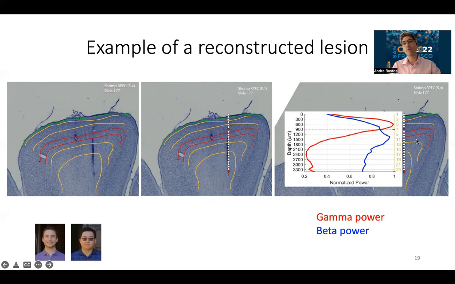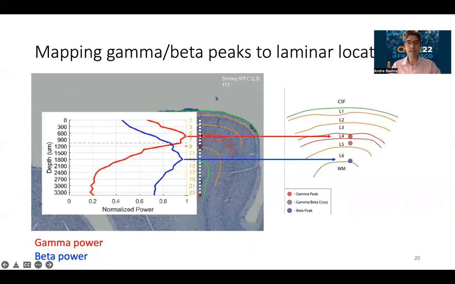And moreover, we can take the corresponding and simultaneously recorded electrophysiology and show exactly where the gamma peak is in relation to the layer. So here's the relative power of gamma shown in red, relative power on the x-axis, depth on the probe on the y-axis, and the relative power of alpha beta is shown in blue. And now we can exactly take the peak and parameterize that to the layer. In this case, layer 4 for the gamma peak, layer 6 for the beta peak, and the gamma beta crossover, the point where the relative power crosses over, in layer 5.